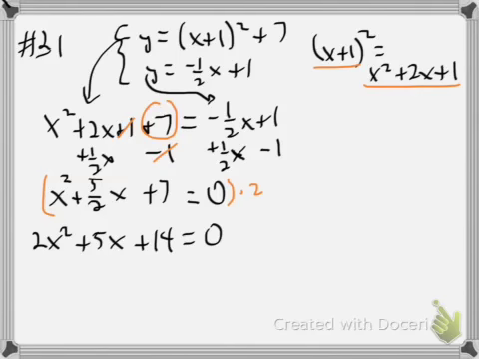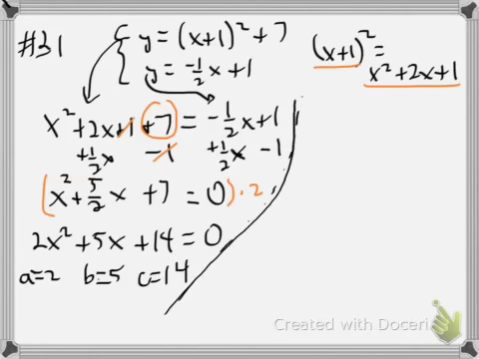You can do whatever you like here. Completing the square probably isn't going to be that nice because, again, we had this 5 over 2. So I'm just going to use the quadratic formula, and I'm going to do that over here. So remember, a equals 2, b equals 5, c equals 14. I'm just going to put some separation in there.